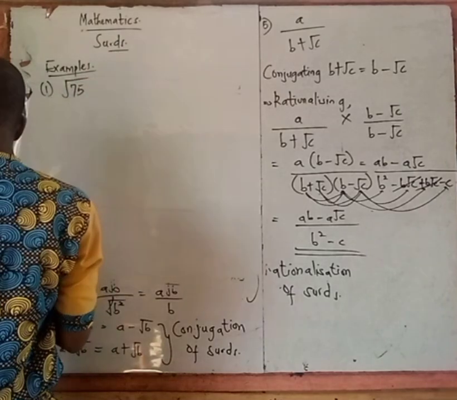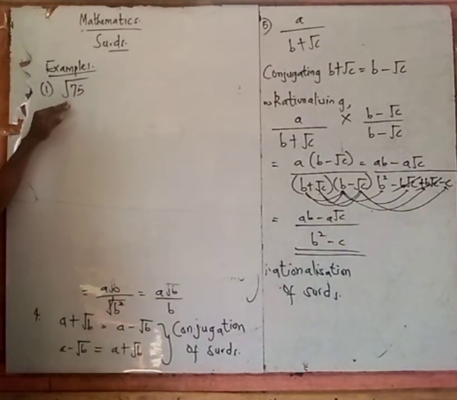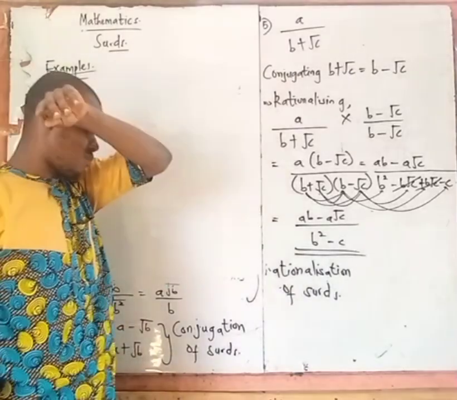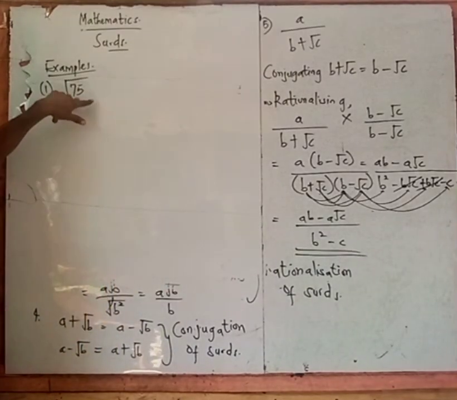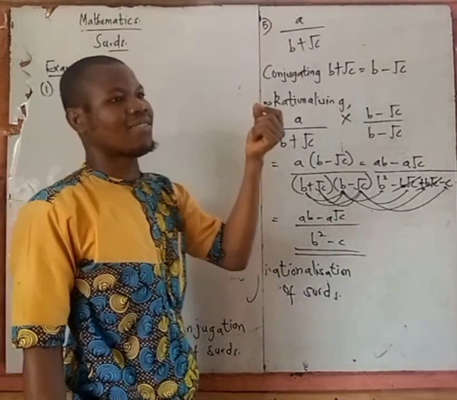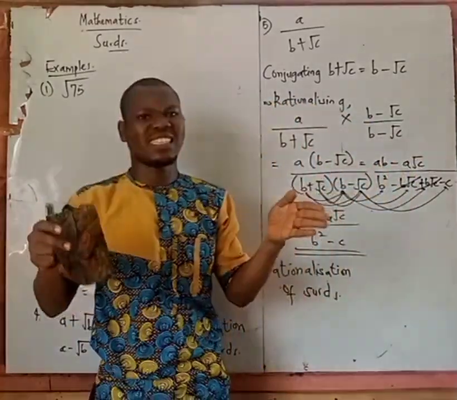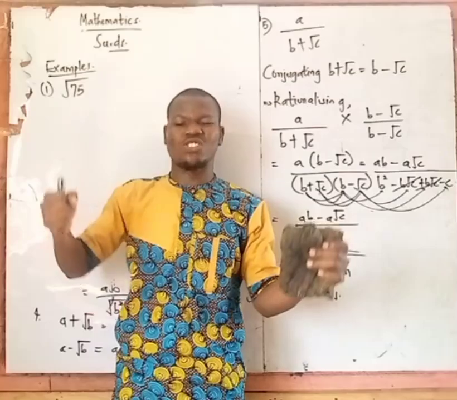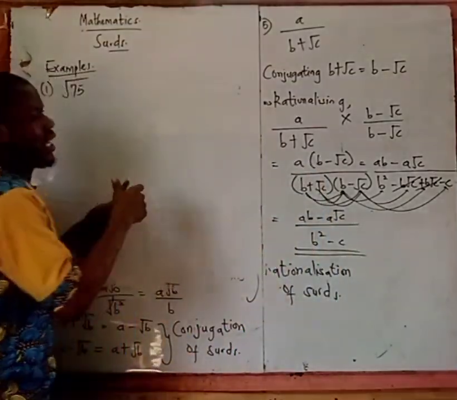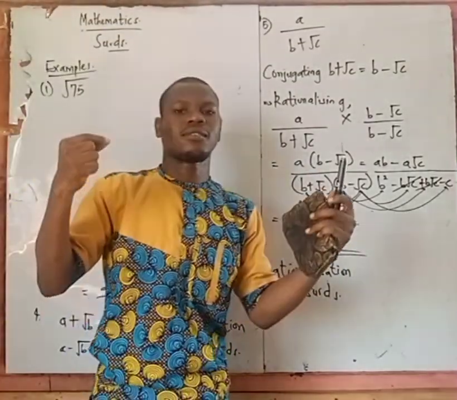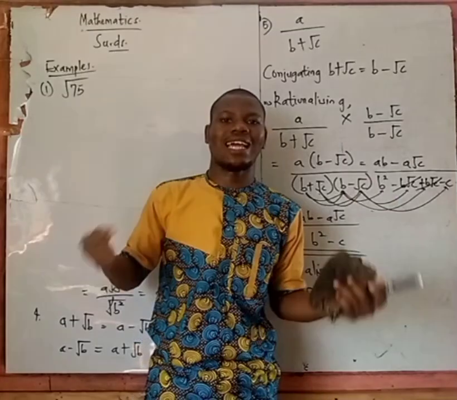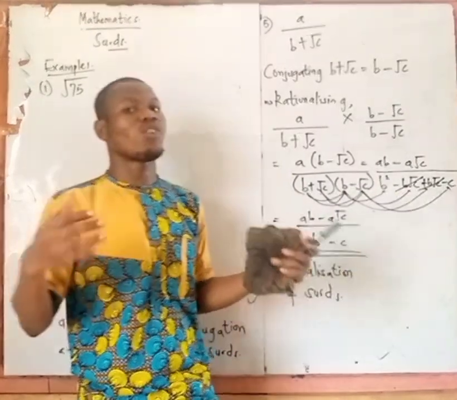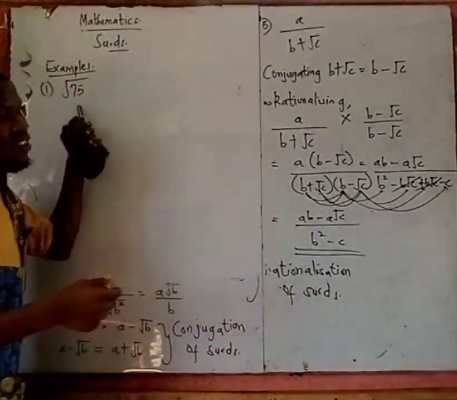How can we simplify it? So 75 is a number that, when we find the square root, will not give us a perfect number. It's not a perfect square. It's not like 25, like 4, like 16, like 81, like 64. So they will not give you a perfect square. So this 75 will not be a perfect square.